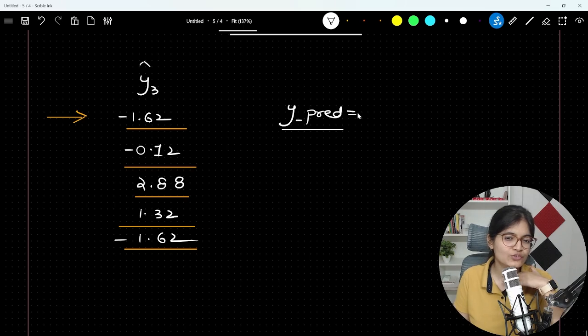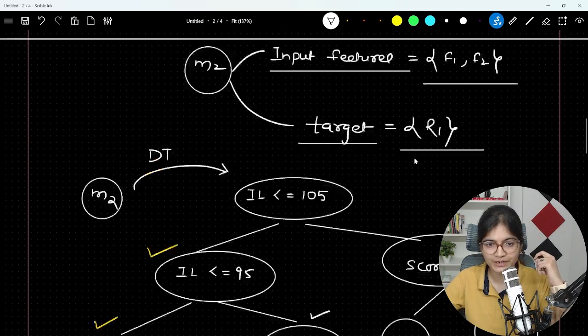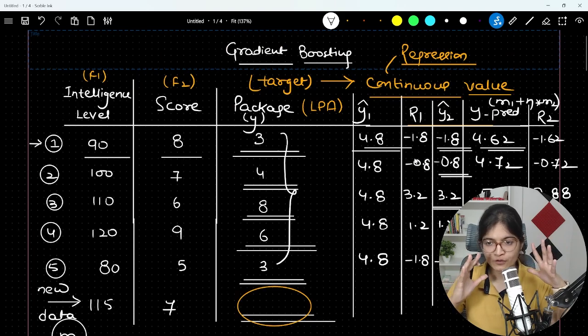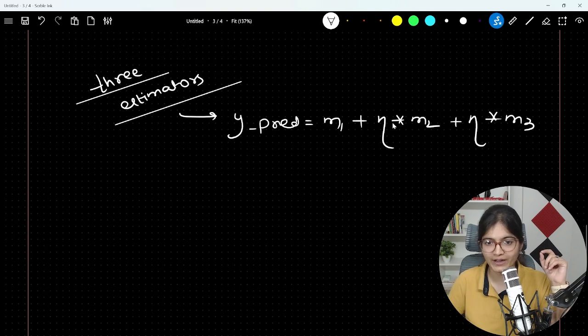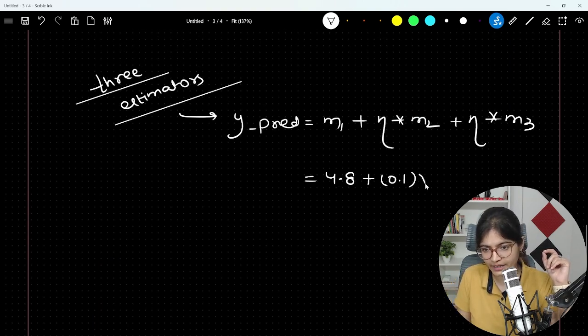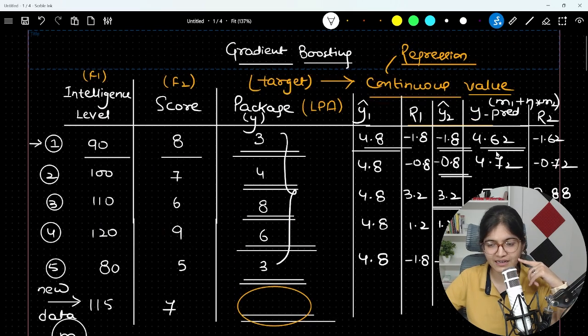Let's say you want to see the predictions after combining all three models. The Y pred will be nothing but 4.8, which is the prediction of model M1, plus 0.1 times the value of M2. Just check it out.